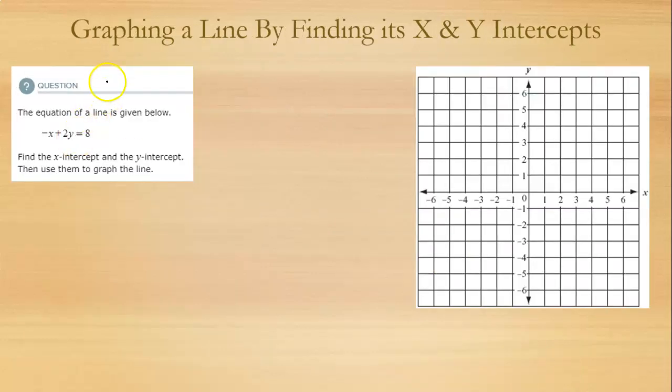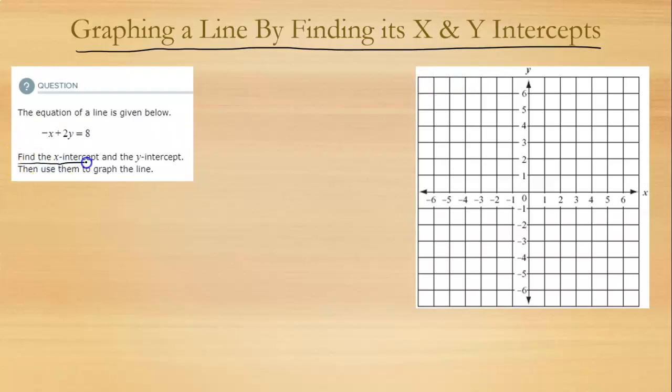All right, new topic, graphing a line by finding its x and y intercepts. All right, so this is real similar to what we were doing earlier, where we're substituting 0 in for x and y. See how it said find the x-intercept and the y-intercept? And I said you could do that the same way every time. To find the x-intercept, we make y equal to 0.